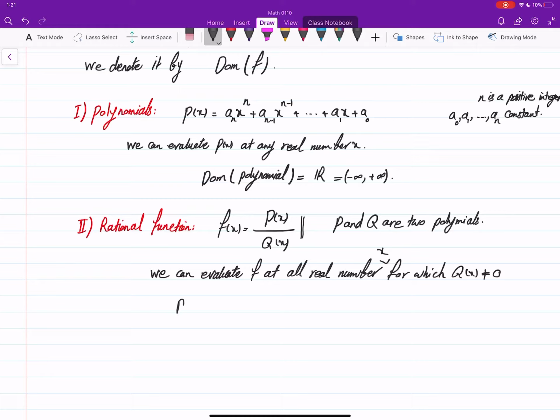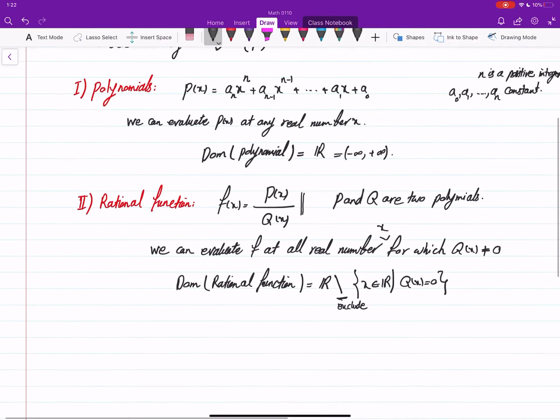In terms of the domain, what it says is the domain of a rational function is the whole real line, except the points which make the denominator 0, so q of x is 0. These are sometimes called roots of q or zeros of q. So find those and exclude them from R. That's the domain for the rational function.